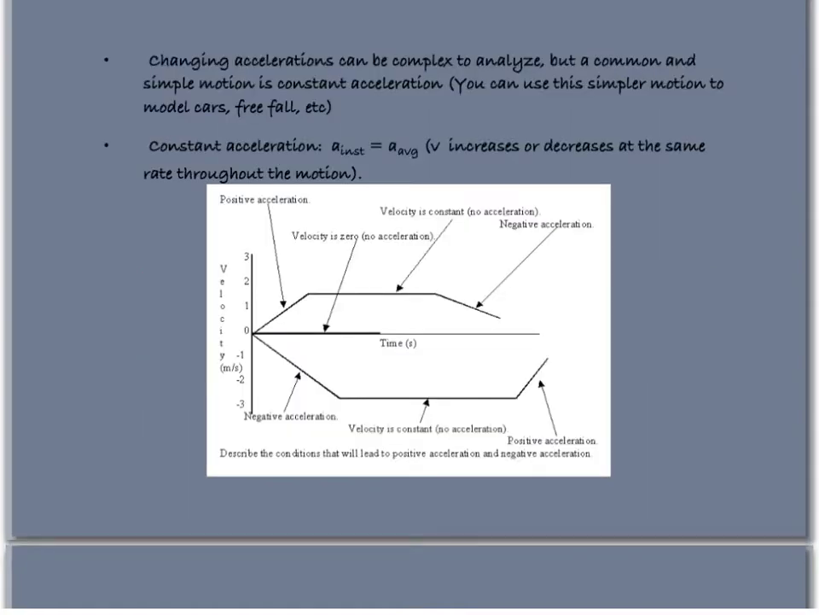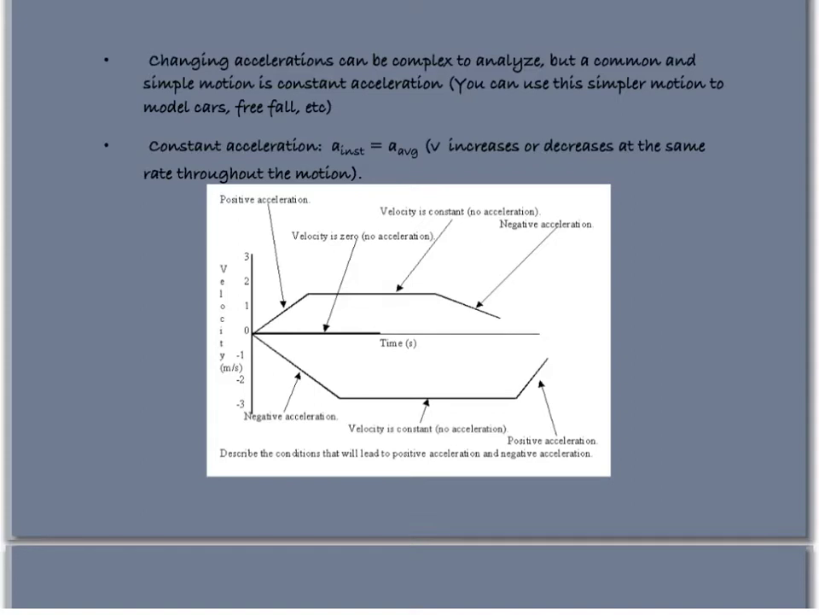The first thing we need to realize is that changing accelerations can actually be pretty complex to analyze, but if you had a constant acceleration, this is actually a very common motion and it's much simpler to analyze and work with. We can use a simplified model for these problems of having a constant acceleration for lots of different types of problems, including cars that might be driving down the street. Free fall problems will have a constant acceleration, and lots of other objects could have that same type of model. So we're going to look at a model with constant acceleration.